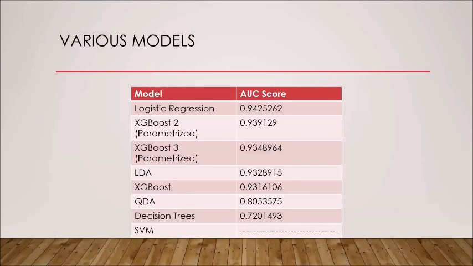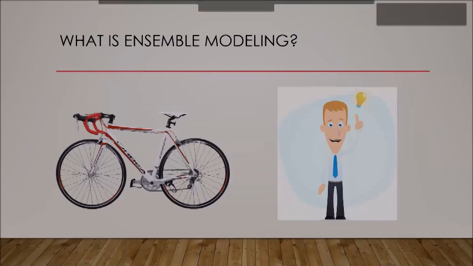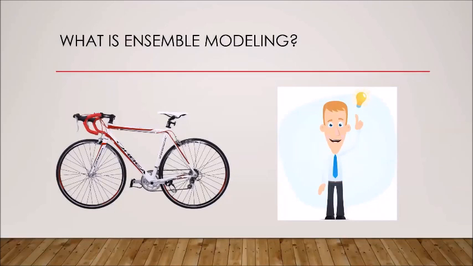So we made a bunch of different models, as you can see here, with the various area under curve scores. Logistic regression was surprisingly the one that performed the best. In a normal situation, if this wasn't the intention, we could have just stopped here and said logistic regression is classifying these the best of its ability, but we wanted to take it a step further. And that brings me to the main point of my presentation, ensemble models.